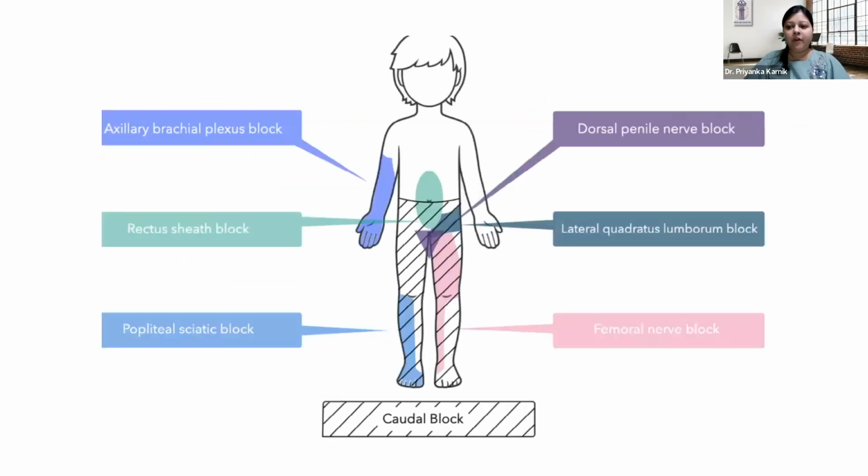First of all, we have our caudal block, which is the bread and butter of the pediatric anesthesiologist, and it is one of the basic blocks. In the upper limb, they have talked about the axillary brachial plexus block. In the lower limb, the femoral as well as the popliteal sciatic block. Among the truncal blocks, they have talked about the rectus sheath, the lateral quadratus lumborum block, and the dorsal penile nerve block as well. As you can see, if these blocks are combined, they will cover a large majority of the procedures which are routinely done in pediatric practice.